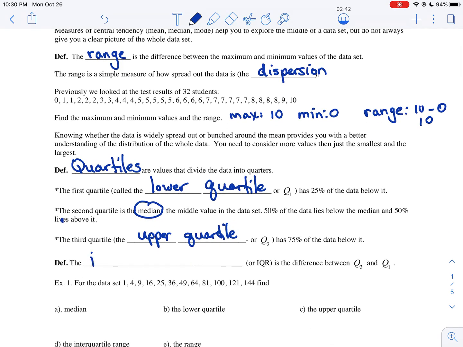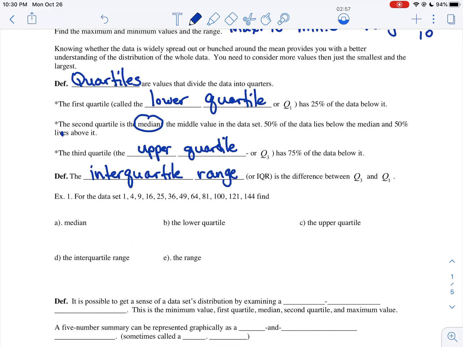All right, we have something called the interquartile range, and it's abbreviated IQR. The interquartile range is the difference between Q3 and Q1.